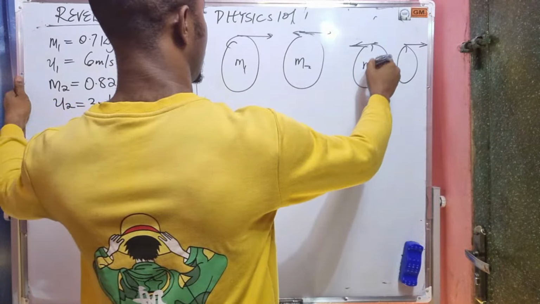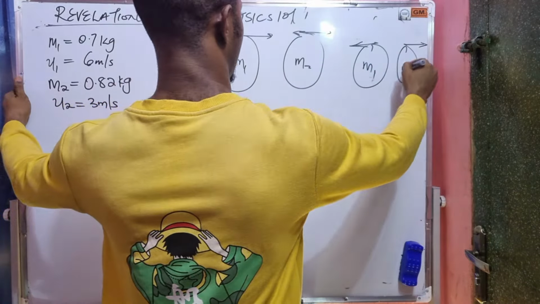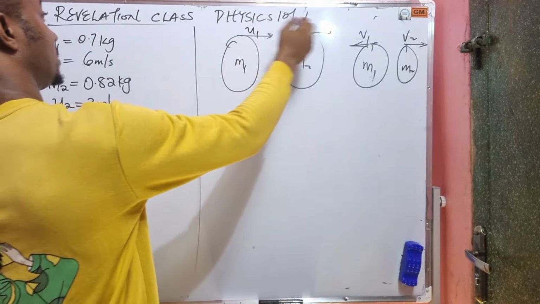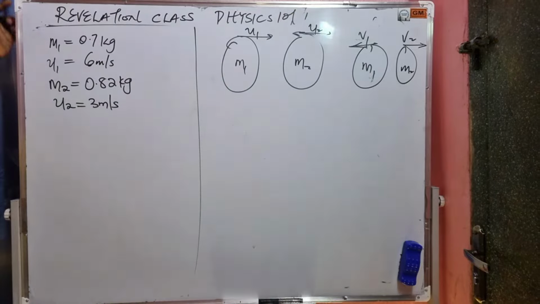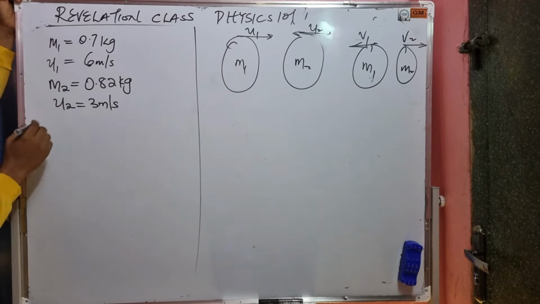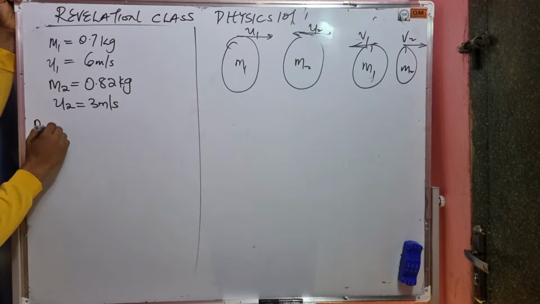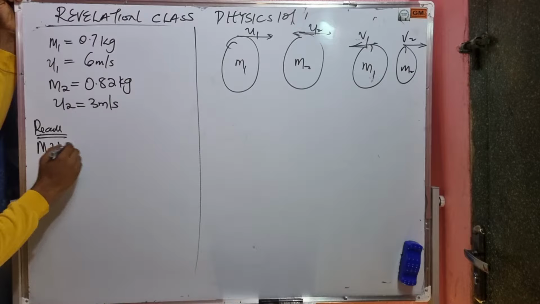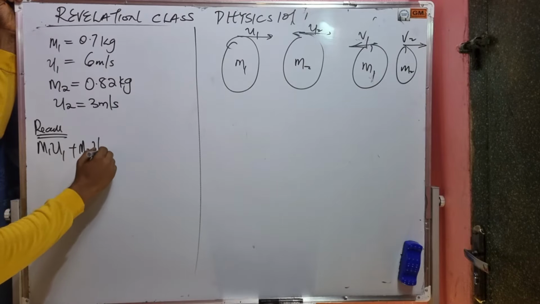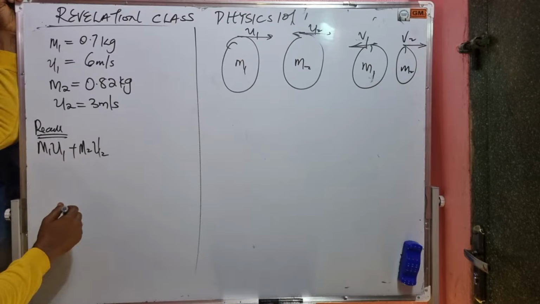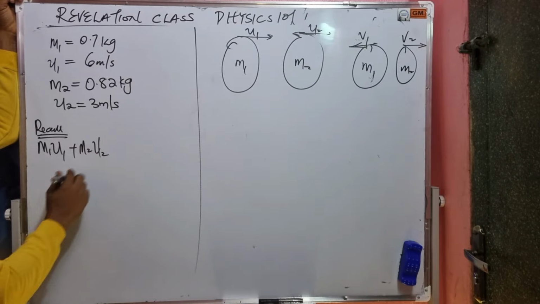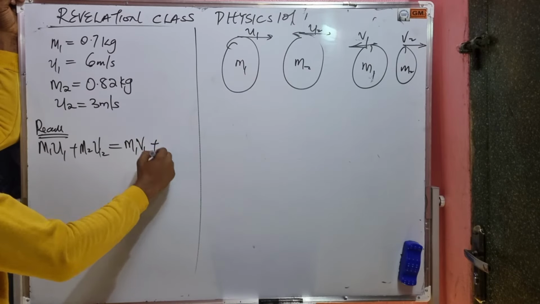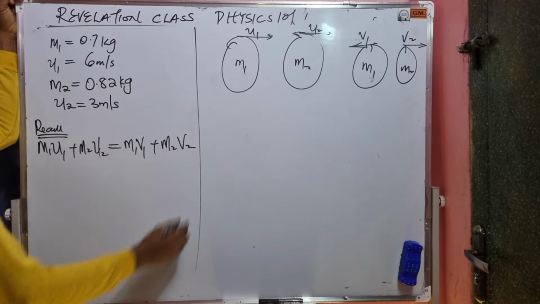So let's look at this. We have M1 and M2. Here we have V1, V2. Here we have our U1, here we have our U2. Is that clear? So momentum, recall, let us stop there. Momentum before collision, which is M1 U1 plus M2 U2, is equal to M1 V1 plus M2 V2.